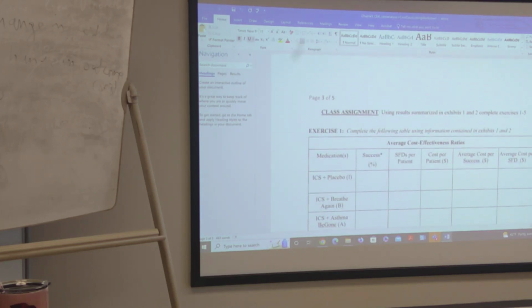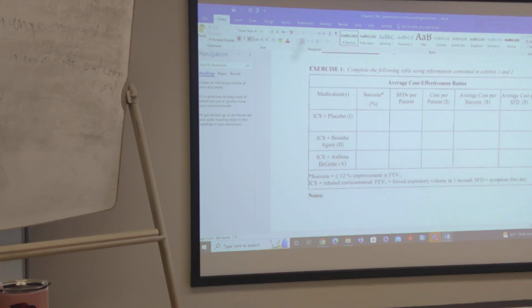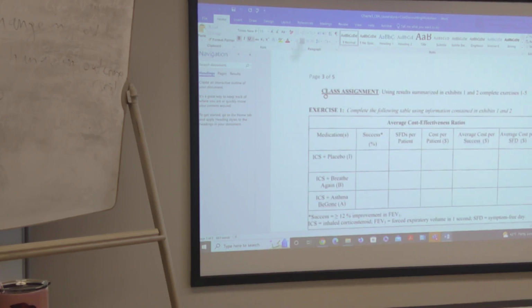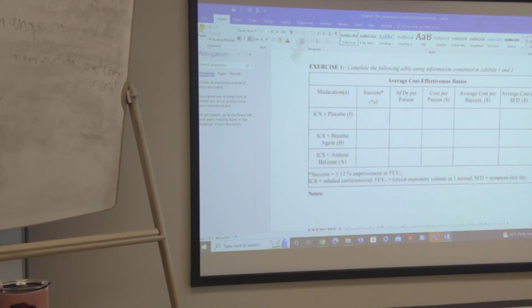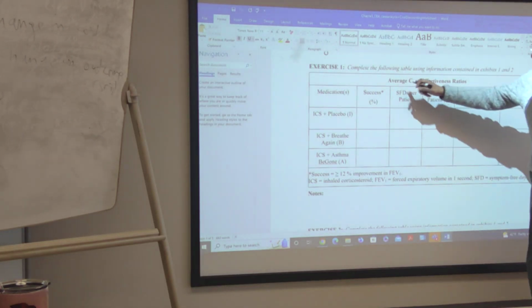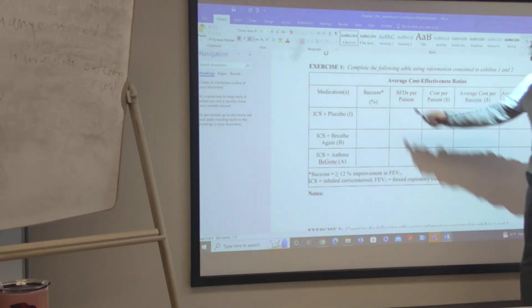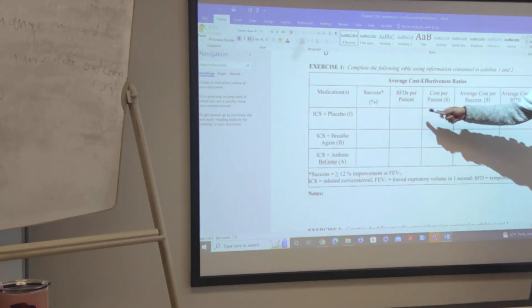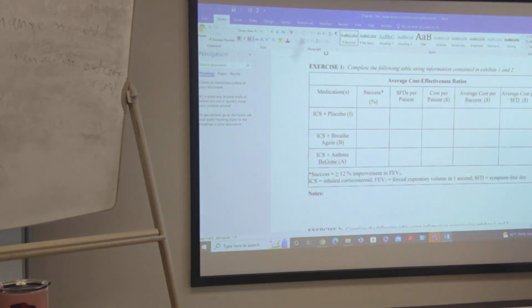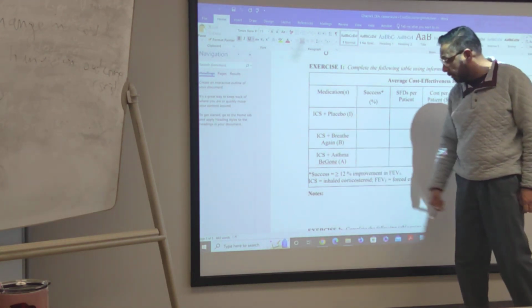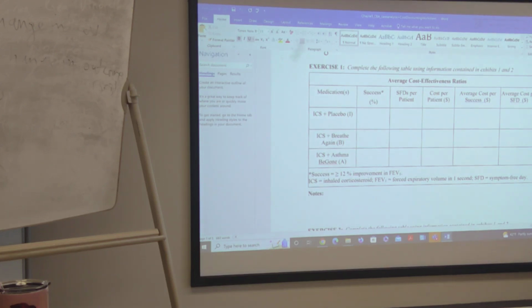So that's the baseline data that's given to you. The assignment, which is there in exhibits 1 and 2, is to complete a few exercises, complete this table. What's the average cost effectiveness ratio? If you see my bullets from earlier, my tables in the PowerPoint and your textbook, it tends to take the average. So the success rate was in percentages, FEVs per patient, cost per patient, you just complete it for each of these alternatives. And success was if the improvement was greater than 12% improvement in FEVs. So that's one task to do, get the average cost effectiveness ratio.